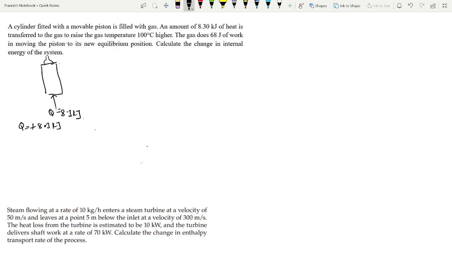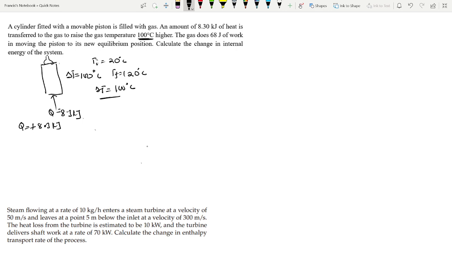To raise the temperature of the gas 100 degrees Celsius higher, our change in temperature becomes 100 degrees Celsius. We are raising it 100 degrees Celsius higher. So if initially the temperature was, let's say, 20 degrees Celsius, then 100 degrees higher will make the final temperature 120, right? And that will make the change in temperature 100 degrees Celsius.